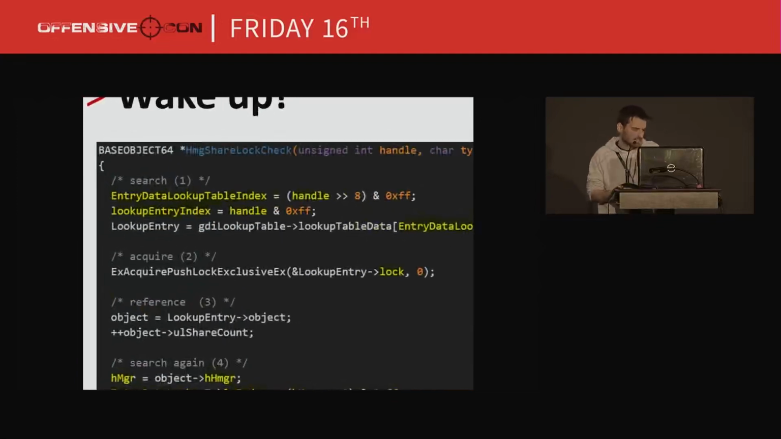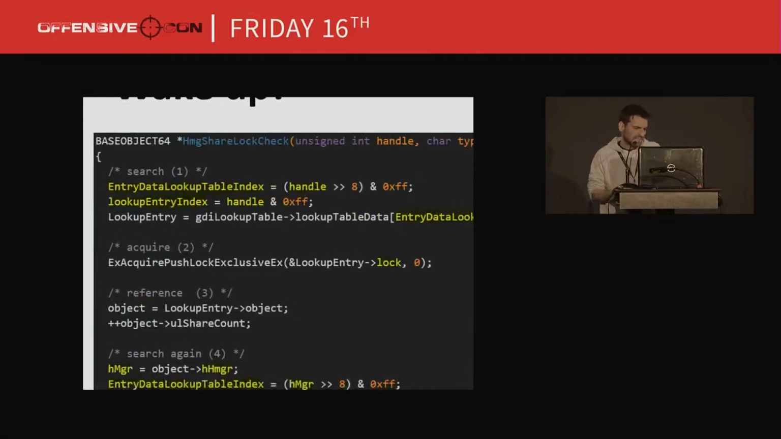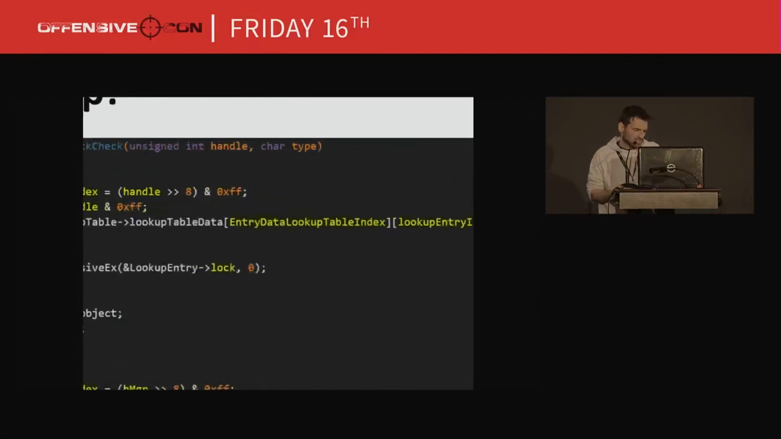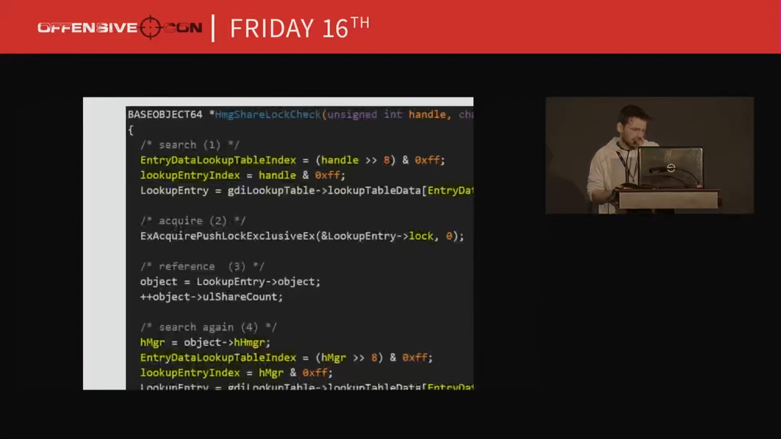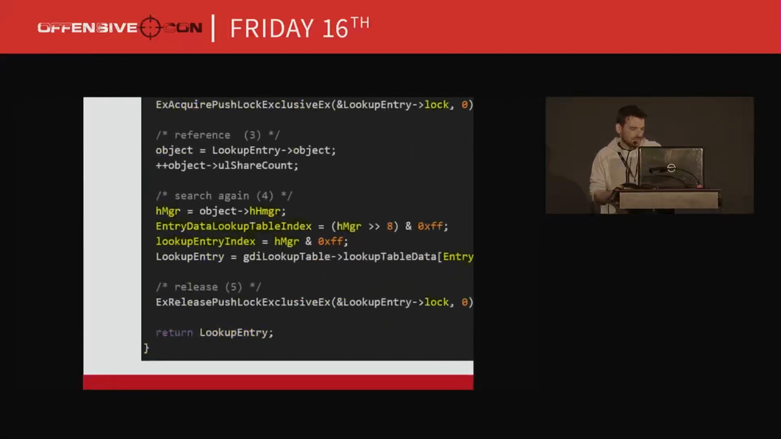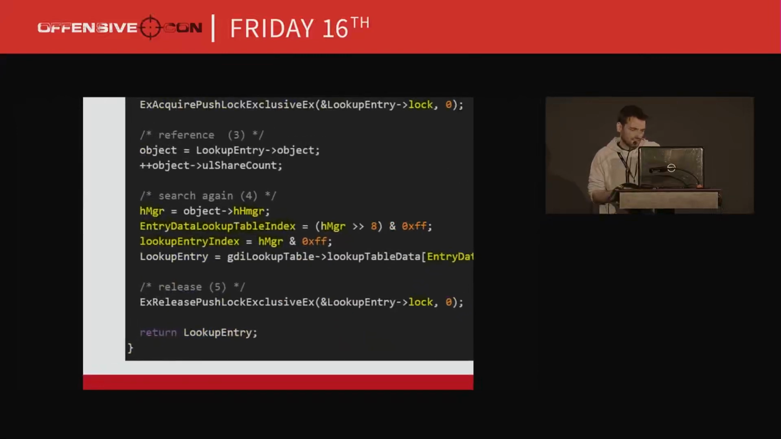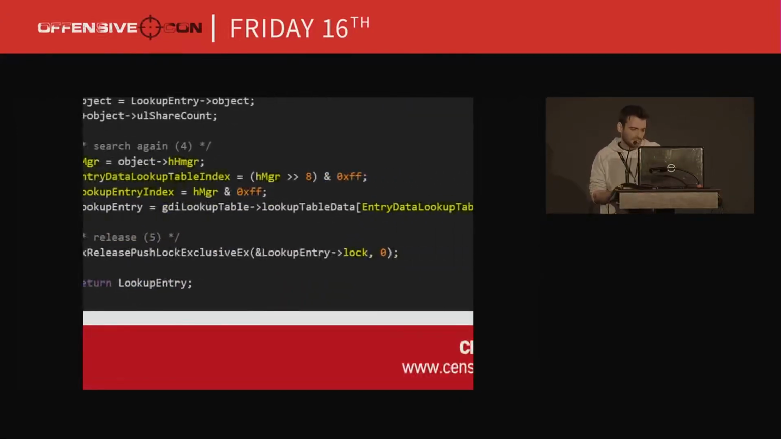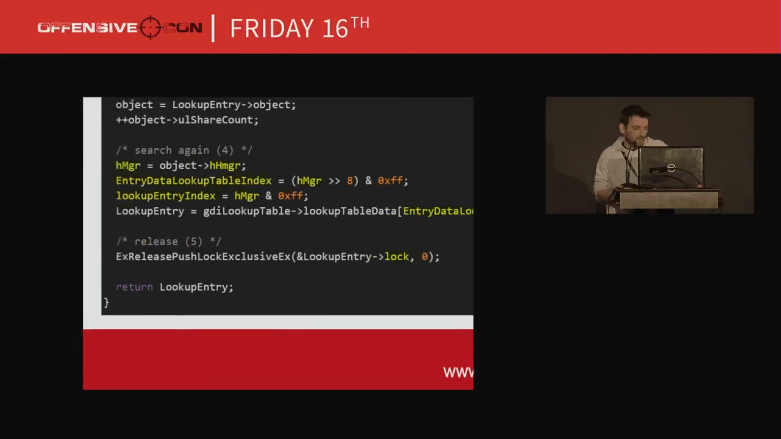As I said earlier, the share lock check breaks down that handle to get those indexes. Based on those indexes, it finds the lookup entry, acquires the lock from that lookup entry and references the object. And then from the object header, we receive the handle to find the second lookup entry. But this time, our second lookup entry will contain the wait block, as there is only one waiter, right? So when we release that lock, we are going to wake up the deadlock thread.